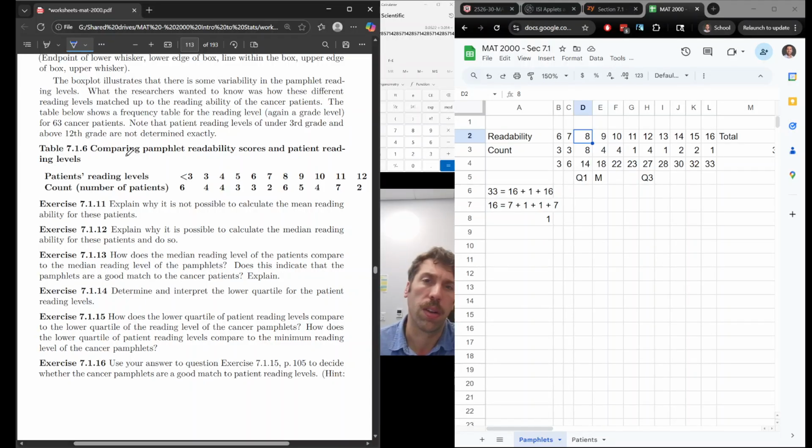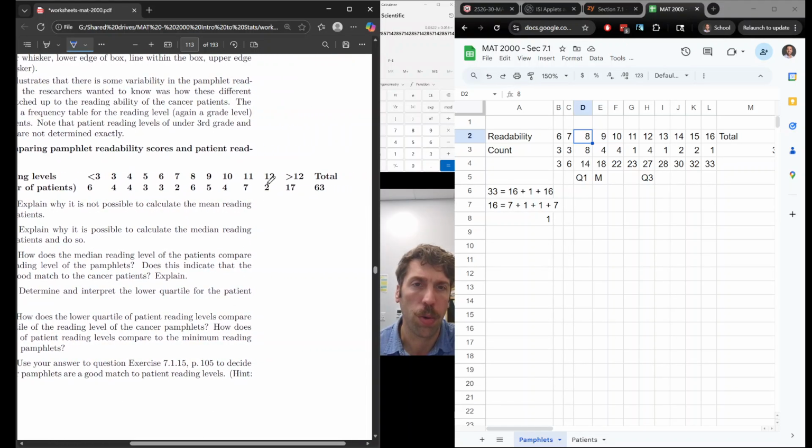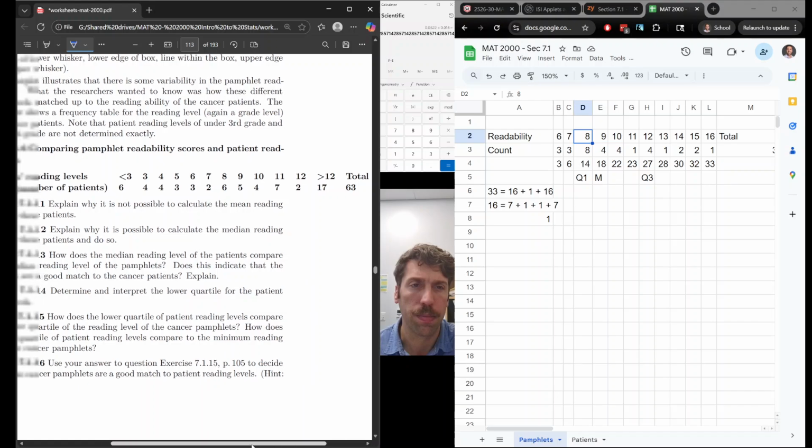So we've got reading level less than 3. There's 6 patients with that. 4 patients with 3rd grade reading level. 4 with 4th grade, 3 with 5th grade, and so on and so forth. And it goes up to 2 with 12th grade reading level, and 17 who have above 12th grade reading level.